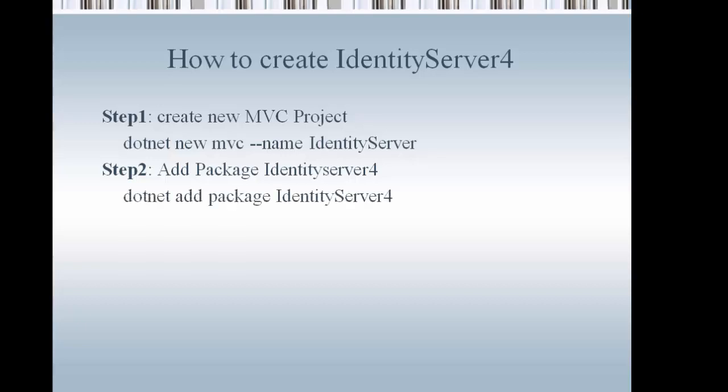The next most important thing for us is to add the IdentityServer4 package. So we will use the .NET CLI, and this is very simple. We will use dotnet add package IdentityServer4, and this will add the package to our Identity Server application. The next step is to open the Startup.cs file and do the configuration.